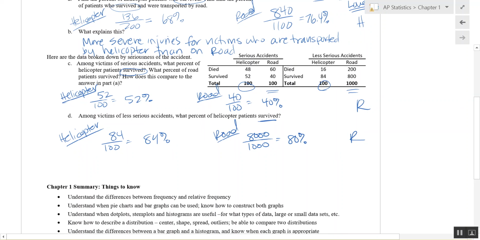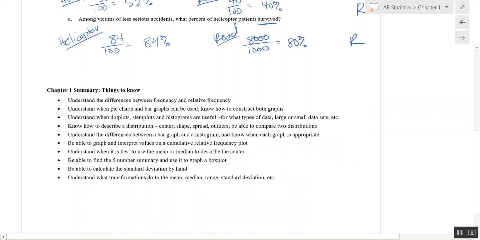Cool thing. End of chapter 1, things you should know. Make sure you can do all of these and you'll be ready for the test.